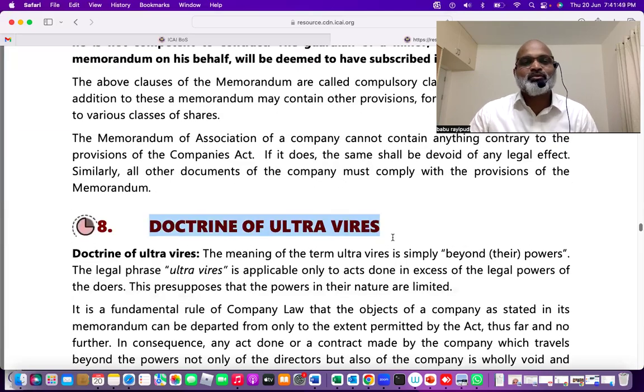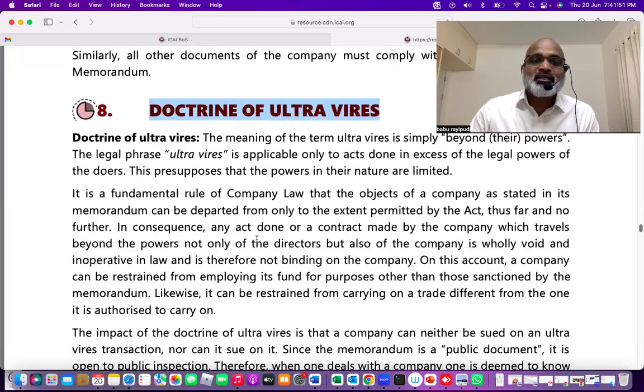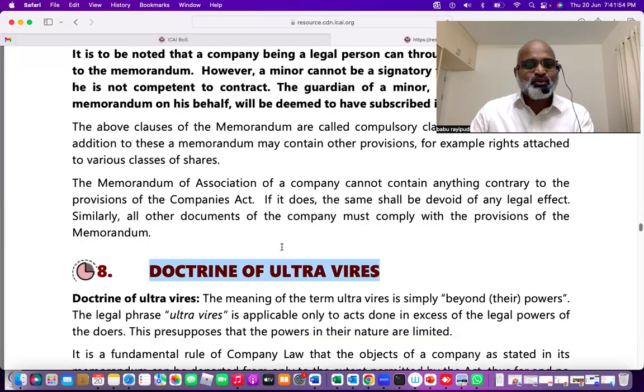Here comes the very important doctrine of ultra vires. The whole concept, thoroughly go through. Sections, don't worry, no need. These are all concepts.